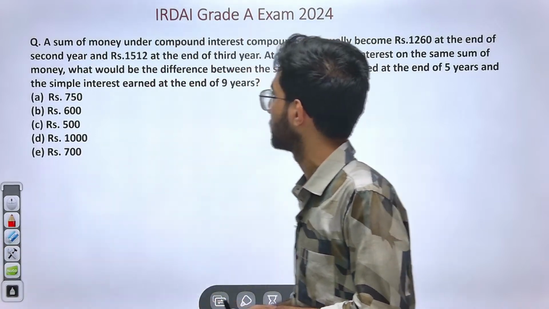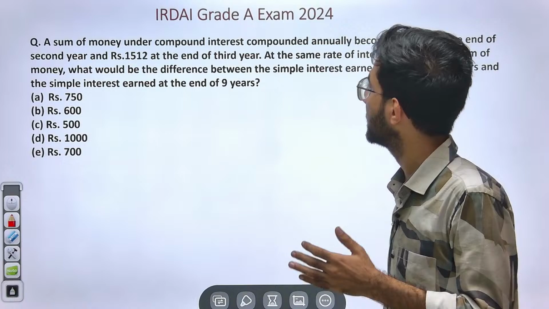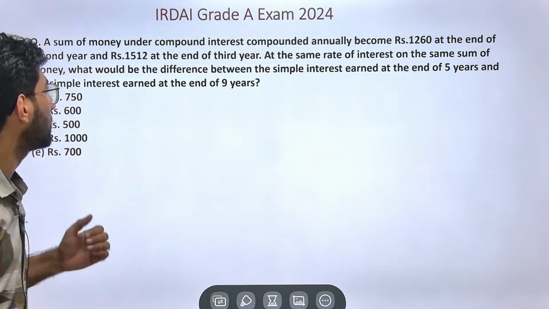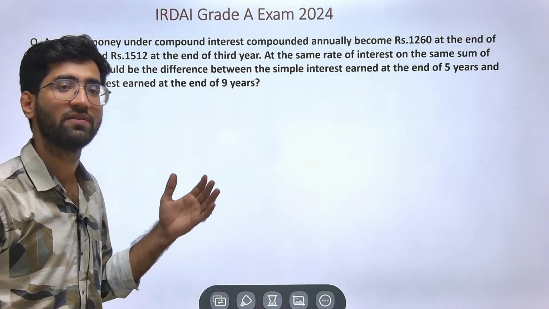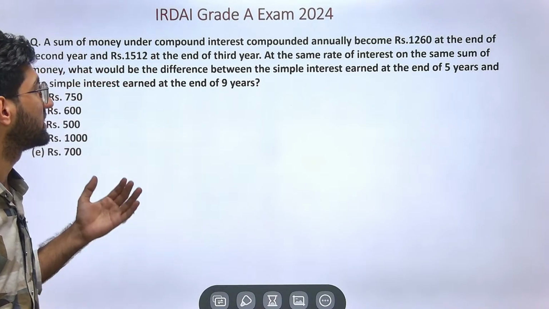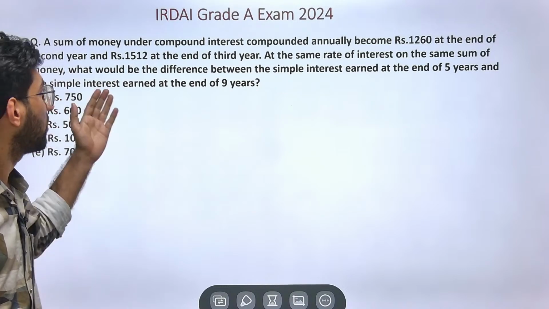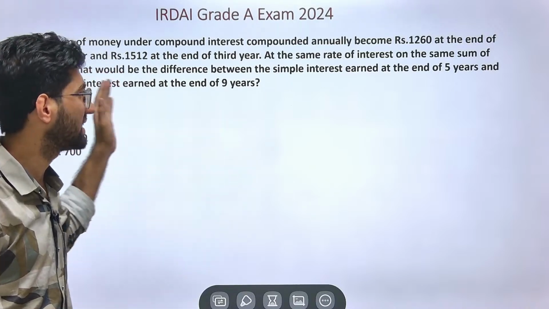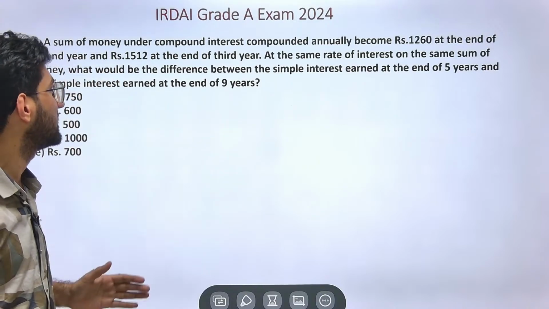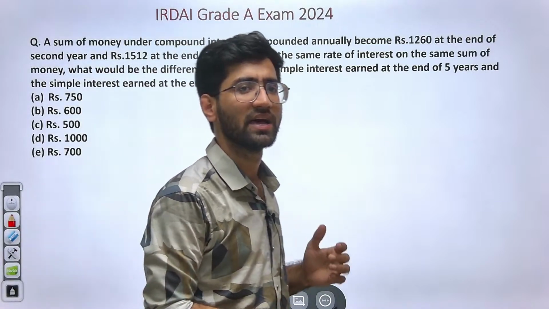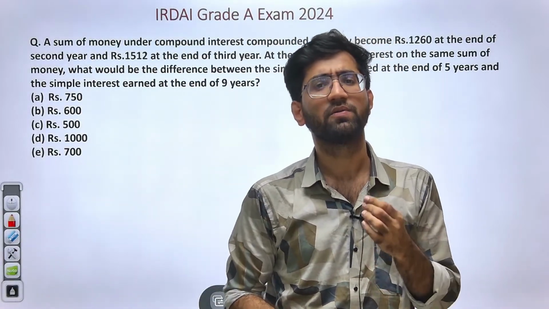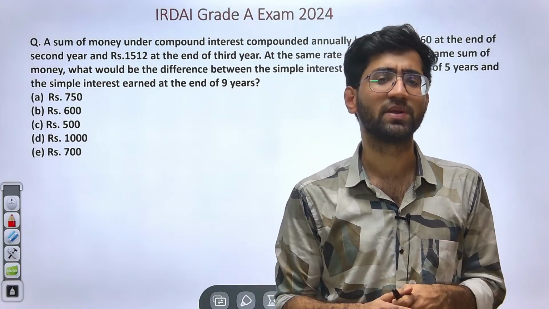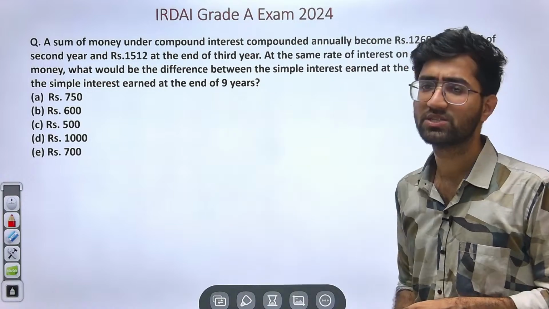Now let us solve this question. The question says a sum of money under CI compounded annually becomes 1260 at the end of the second year and rupees 1512 at the end of the third year at the same rate of interest on the same sum of money. What would be the difference between the simple interest earned at the end of 5 years and the simple interest earned at the end of 9 years? So you can expect one or two questions from SI and CI getting asked in IRDAI prelims, right? So how will we solve this question?